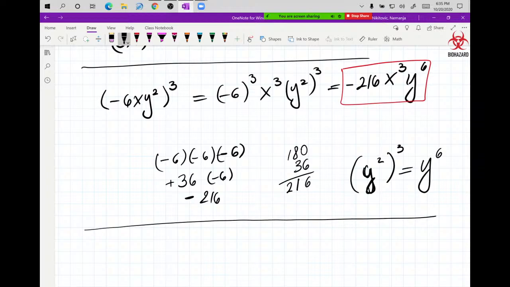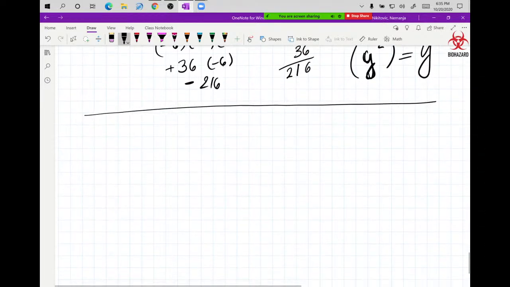Let's take a look at what the book has to throw at us. On page 319, they have a lot of these problems. How about 3a squared, everything to the 4th? Okay, try that one.